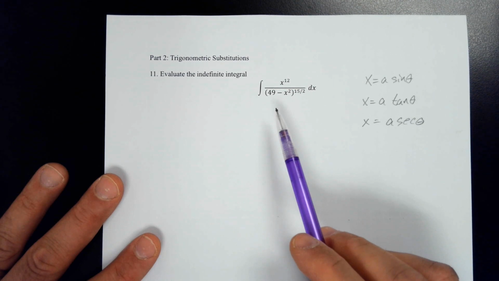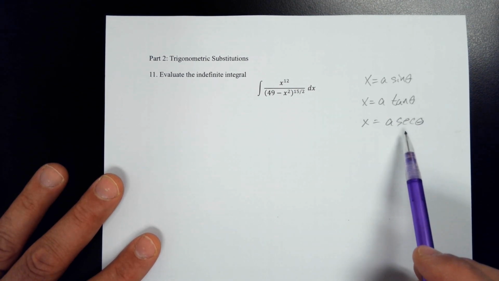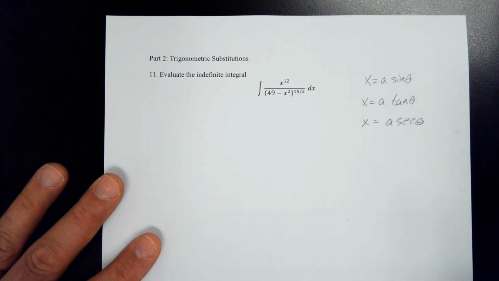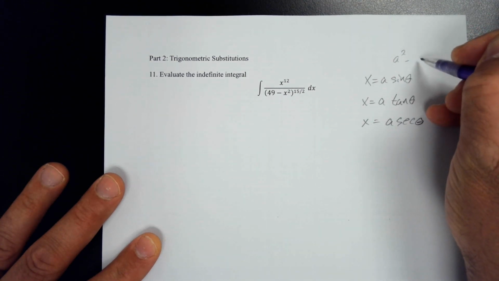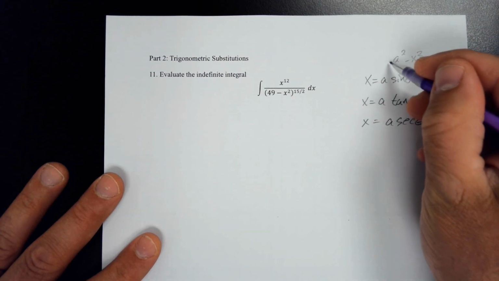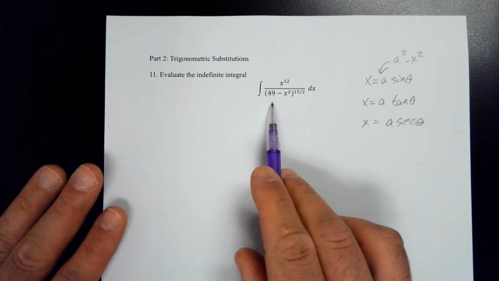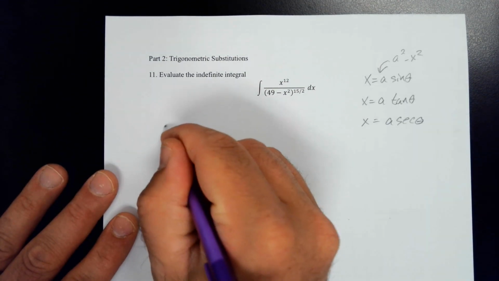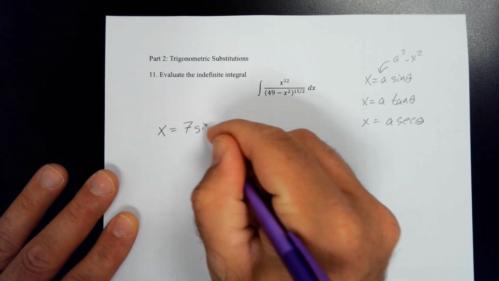If it was a squared plus x squared, we'd use tangent theta, and if it was x squared minus a squared, we'd use secant theta. But whenever we have something that looks like an a squared minus x squared, either under a square root or in some term, then we're going to use this substitution. The thing that's being squared is a 7. So the trig substitution we're going to use is x equals 7 sine theta.